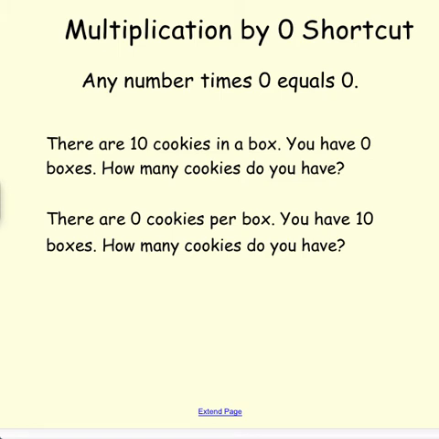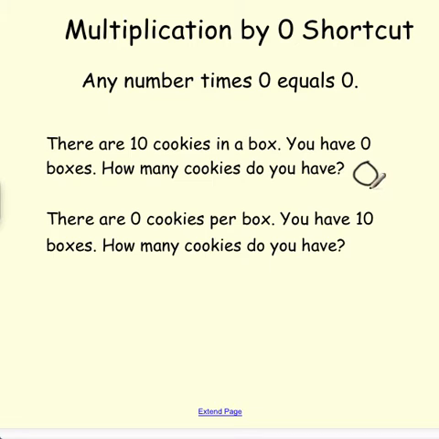The next shortcut we're going to talk about is the multiplication by 0. Any number times 0 is always going to equal 0. Here's an example with some story problems. There are 10 cookies in a box. You have 0 boxes. How many cookies do you have? The answer is 0. If I don't have any boxes, then I'm not going to have any cookies.